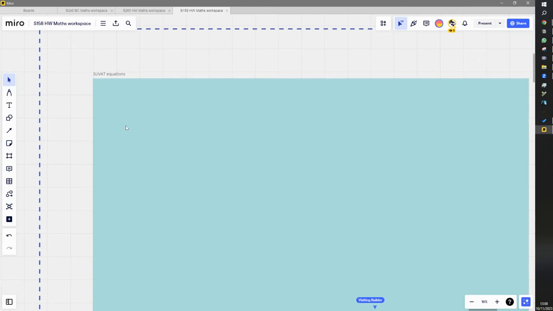Okay, so these are the SUVAT equations, and these equations will only work for a constant acceleration. Okay, so this is constant acceleration. If the acceleration is gradually changing, it won't work.